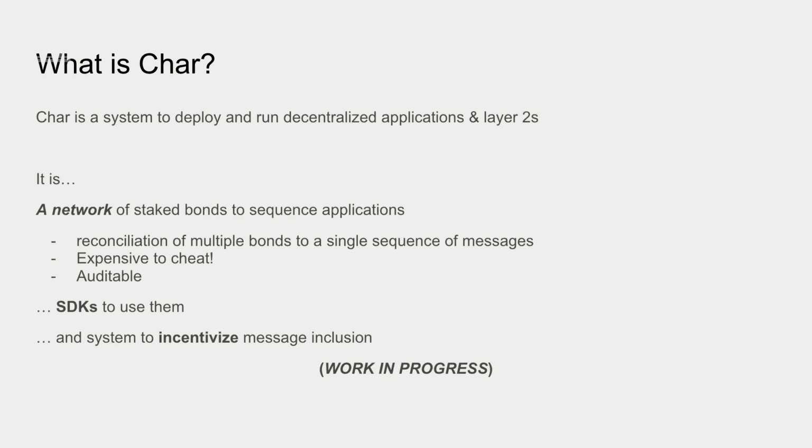So now I'll loop back to the very beginning of this. What is the Char network? It's a system to deploy and run decentralized applications in layer 2s. So whatever you're interested in building, this is a new primitive that we're building into Bitcoin Core. So it'll be right alongside, and you can use this for coordinating all sorts of different applications. And you'll have an SDK and a way of incentivizing participation in these that will allow you to launch all sorts of new things.